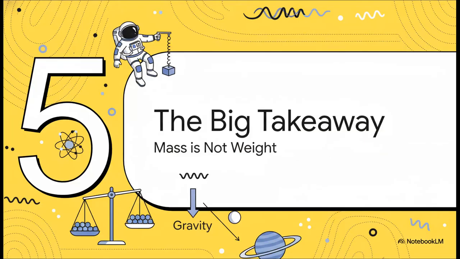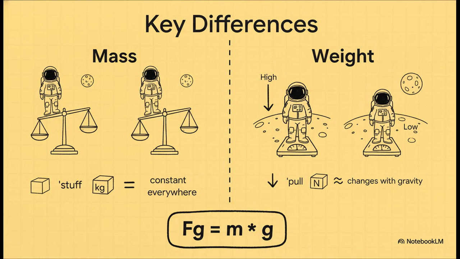So, after all that, let's bring it all home. What is the one big idea you should walk away with? Just remember this. Mass is the stuff. It's constant, and we measure it in kilograms. Weight is the gravitational pull on that stuff. It changes depending on your location, and we measure it in newtons. And it all comes back to that simple but powerful formula. Weight equals mass times gravity.